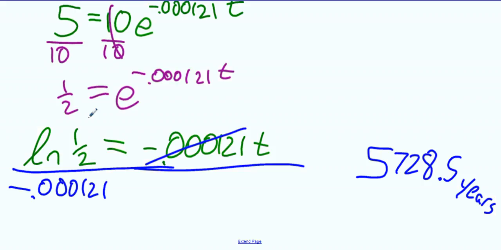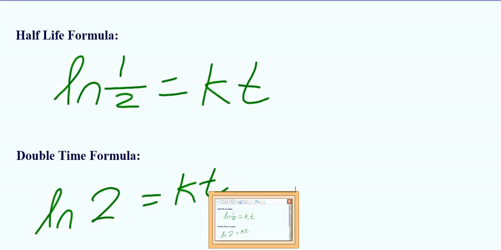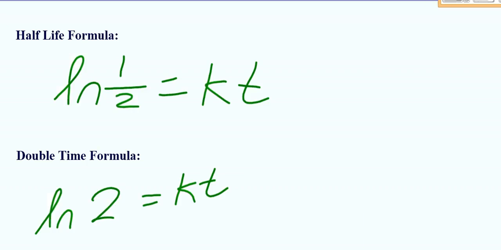So what we were just talking about here with half-life, this is k, and this is the formula for half-life. Half-life always will simplify to be natural log of 1/2 equals k times t. You could actually write that down as the half-life formula. Natural log of 1/2 is always going to equal kt, because you'd always go through those same steps. You'd get 1/2 and then natural log both sides. And double time formula just works the exact same way. Half-life means there's half of it left. Double means there's 2 times as much. So you just replace the half with a 2.